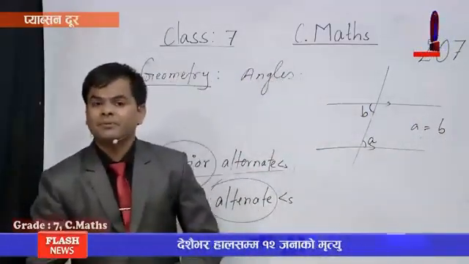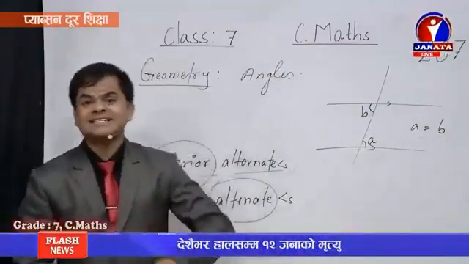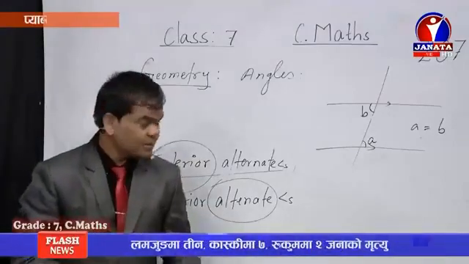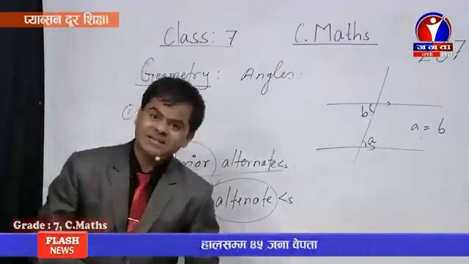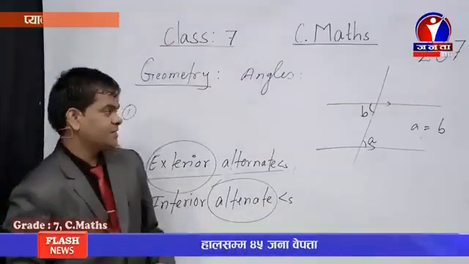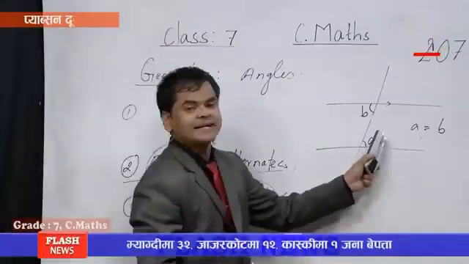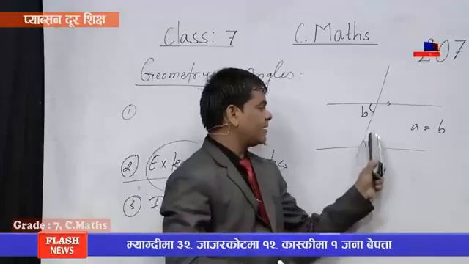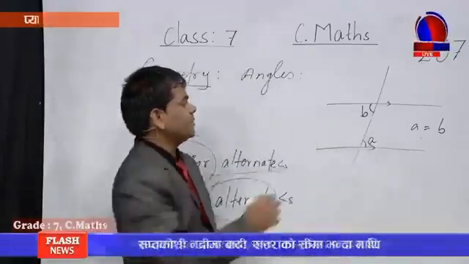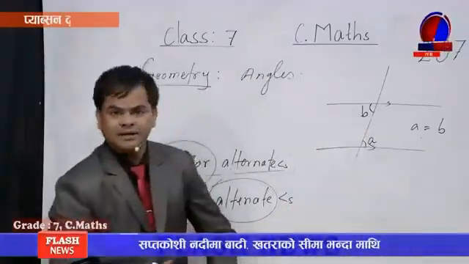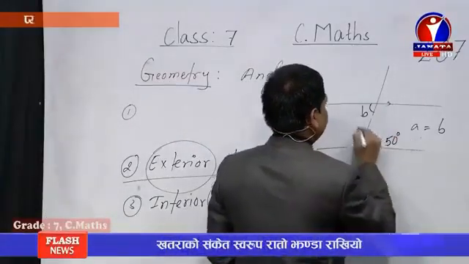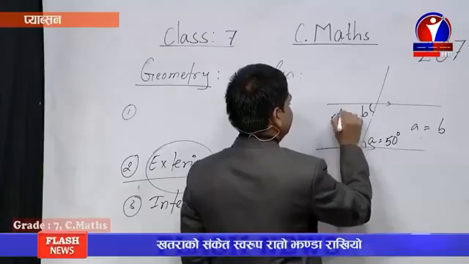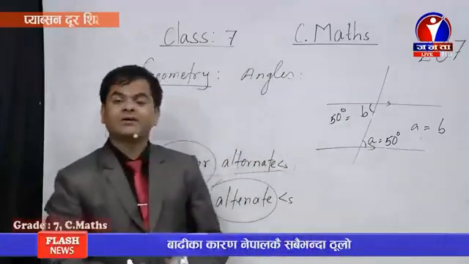Whether the type of alternate angle is exterior or interior, both types of alternate angle have the same relation, as they are equal to each other. So if the measure of angle A is 50 degrees, at the time the measure of angle B also becomes 50 degrees. So if we keep 50 degrees here, then B also becomes 50 degrees. So that's the concept of interior alternate angles.